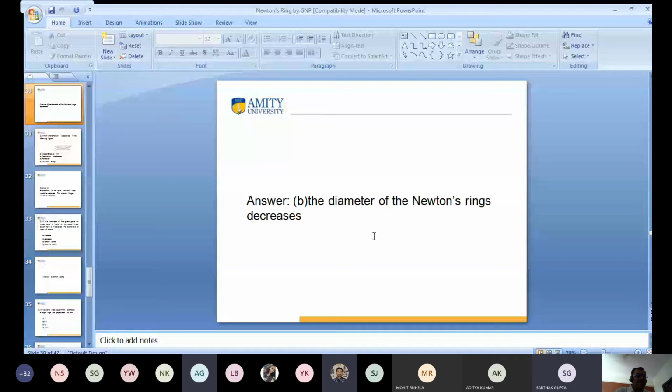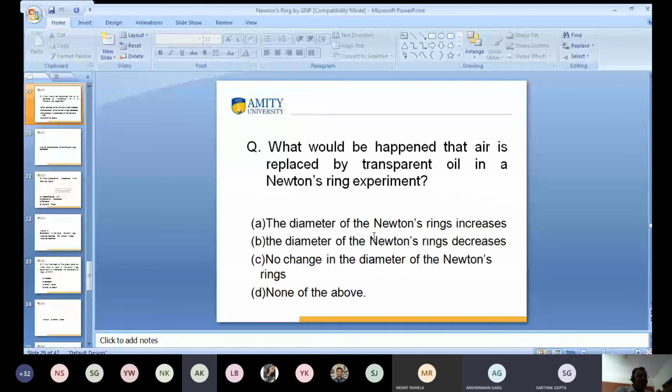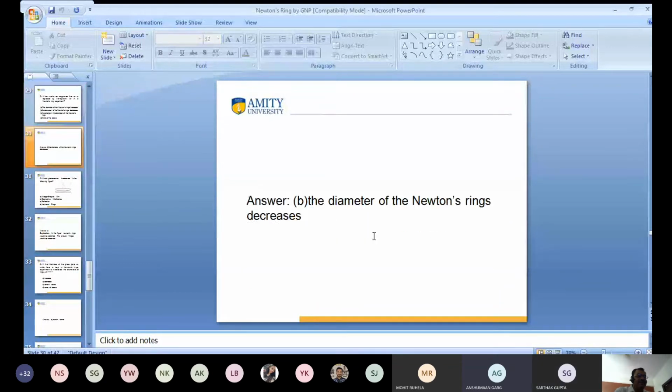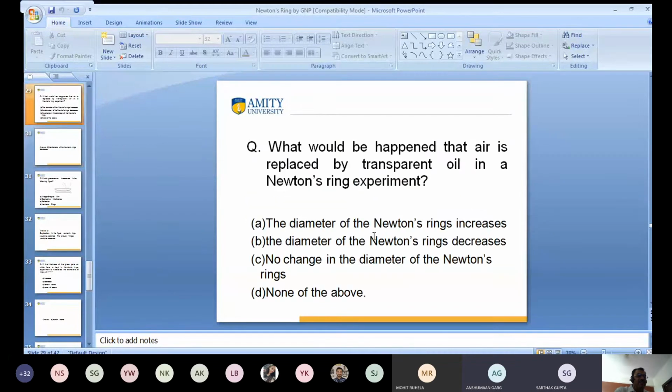Mu is in diameter, so it will become 1. What is the answer? Option A or B? Okay, B. Check this one.